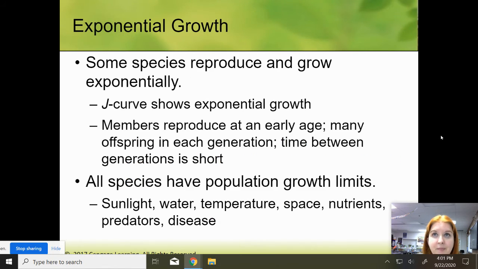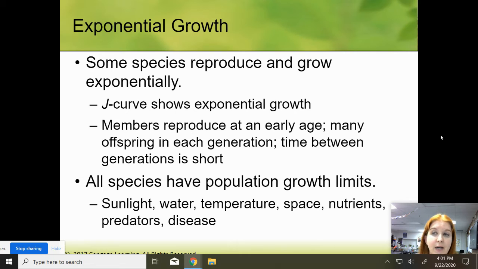Now, there's something called exponential growth, and some species reproduce and grow exponentially. This will be shown in what's called a J-curve, which is coming up on another slide or two. These members reproduce at a very early age, have many offspring in each generation, and the time between generations is short. Some bacteria literally reproduce every 20 minutes. So that would be a great example of something that grows exponentially.